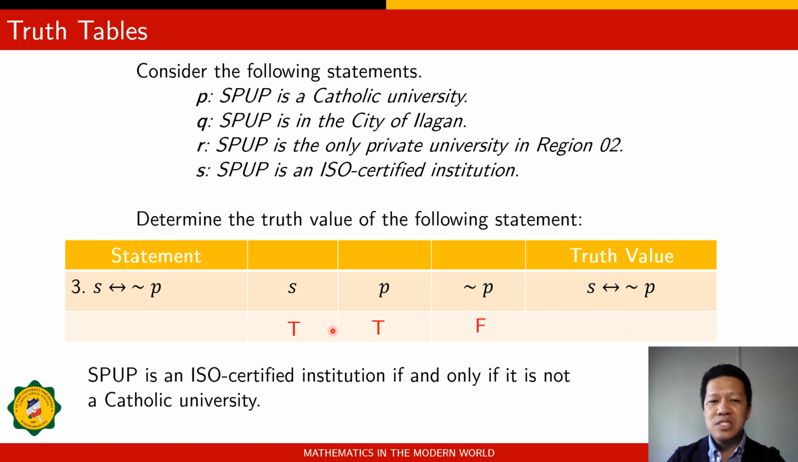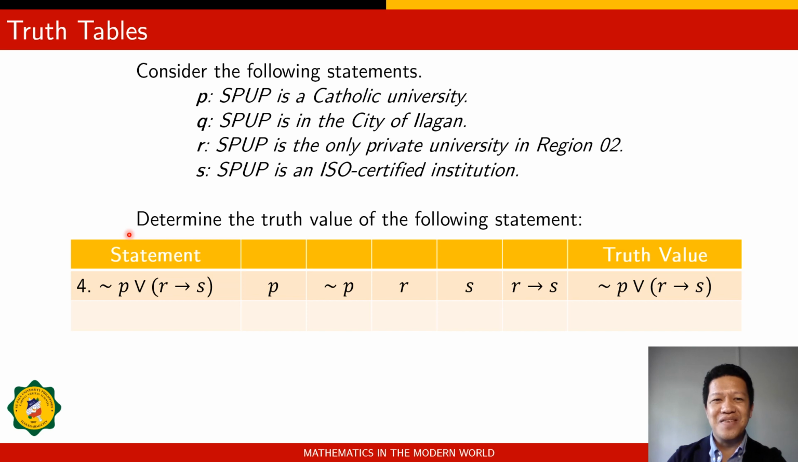So using now the S and P here, T and F, and that's for if and only if. Is that statement a true or false statement based on the truth table for biconditional? So this one is a biconditional statement because we use the words if and only if. So if one is true and the other is false, what will be the truth value? It is false. So this compound statement, SPUP is an ISO certified institution if and only if it is not a Catholic university, is a false statement.